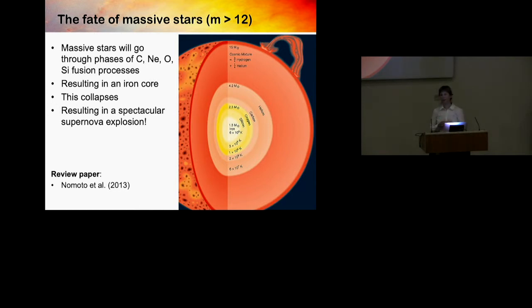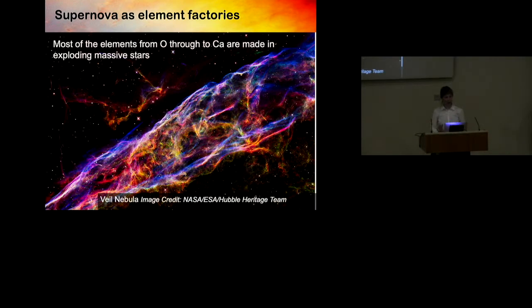This iron core can't sustain fusion reactions anymore, so it collapses. We have a core collapse supernova explosion. I'm not going to talk too much about these stars, but just to point out, these are major element factories for most of the elements, from oxygen through to calcium. So we're already starting to fill in some of that picture.